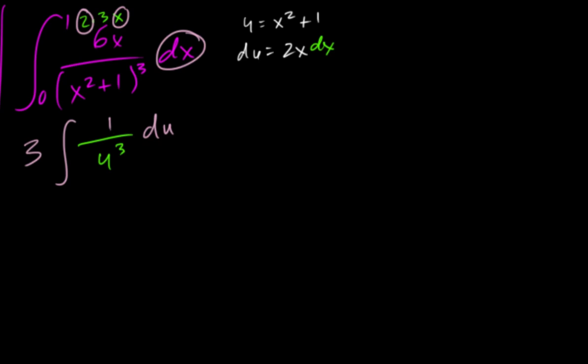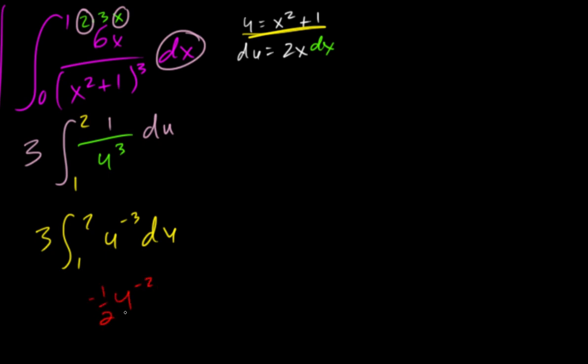Now, we need to change the limits of integration, so we plug them in here. Plug in a 0, that's just going to give us a 1. Plug in a 1, that's going to give us a 2. Now, I'm going to think of this as u to the negative 3. We raise it by 1, divide by the new exponent. Okay. That's going to be evaluated from 1 to 2. And then we do a 3 out here.